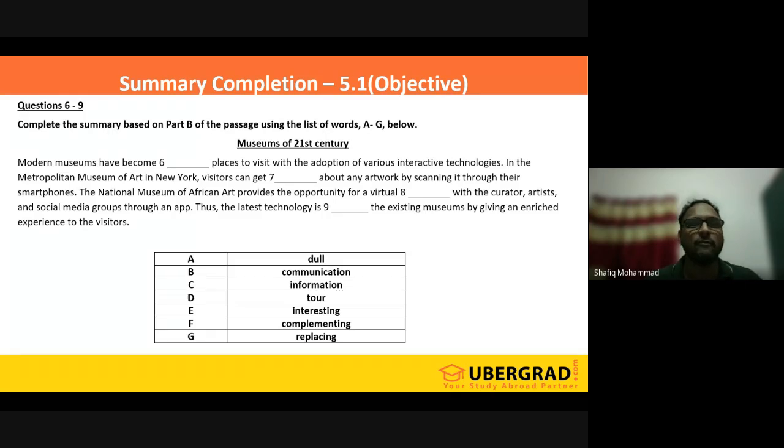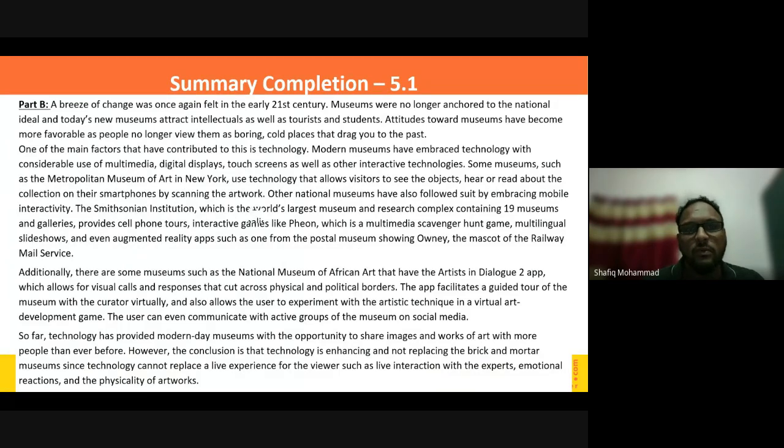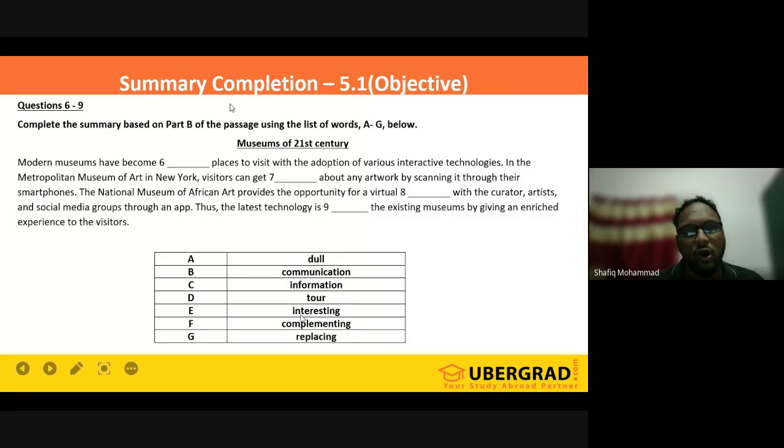Interesting. Yes, modern museums have become interesting places. Interesting is the correct answer, by the way. Museums are no longer anchored to the national idea, and today's museums attract intellectuals as well as tourists. The attitudes towards museums have become more favorable as people no longer view them as boring. No longer viewing them as boring means obviously the word which comes to mind is interesting, right? For this paraphrasing, the word is given here. So the option is E, guys.